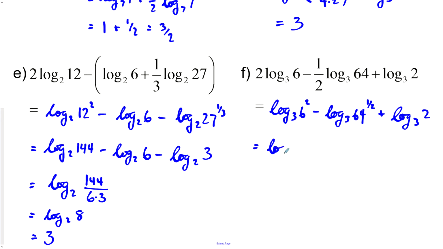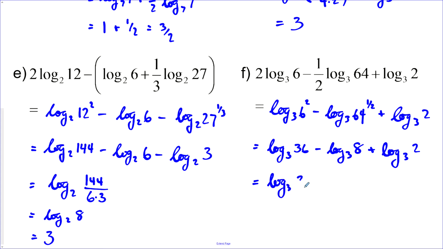So we've got log base 3 of 36 minus log base 3 of 8 plus log base 3 of 2. And put it together into 1 now. We've got 36. We want to divide by the 8 because we're subtracting, and we want to multiply by 2 because we're adding that. So this would be 72 divided by 8, and that would be 9. So we've got log base 3 of 9. And 3 to what exponent gives me 9? Well, that would be 2.